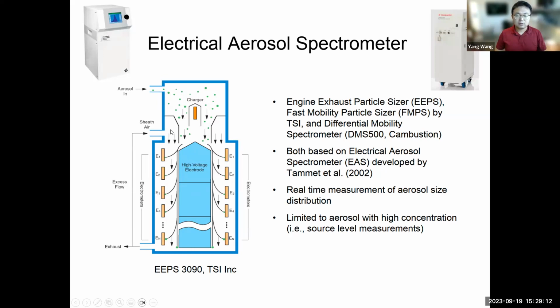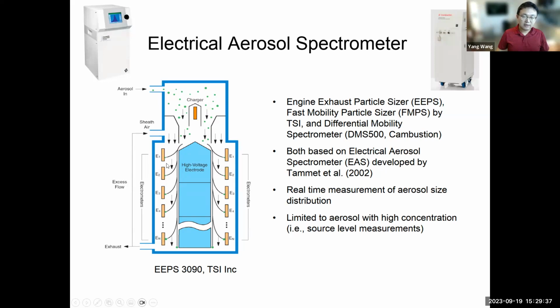Compared to the DMA, it's quite different, right? The DMA has aerosols being introduced from the outer electrode. So here the aerosols are being introduced from the inner electrode. And then because of the electrostatic force, smaller particles move faster towards the outer electrode, larger particles move slower, right? In this way, you get an automatic separation of aerosols based on their electrical mobility, right?